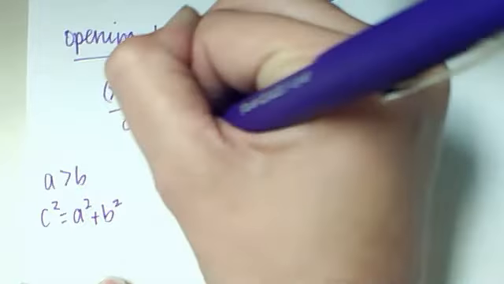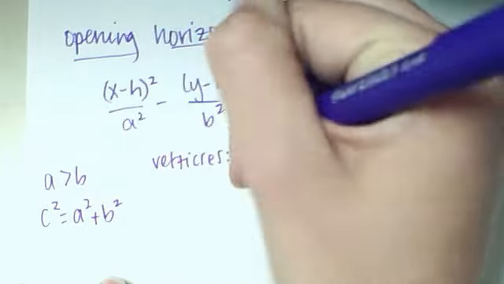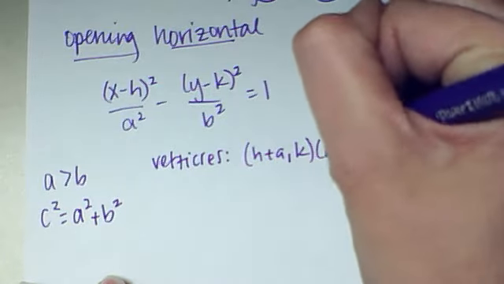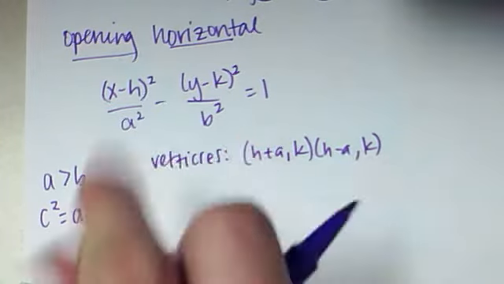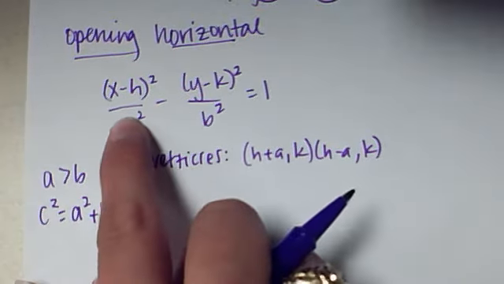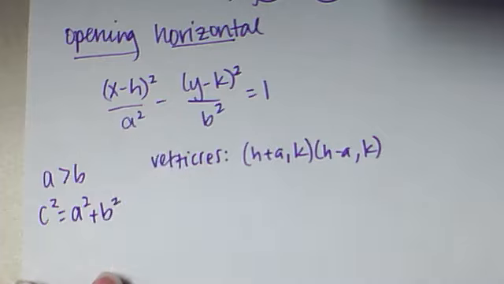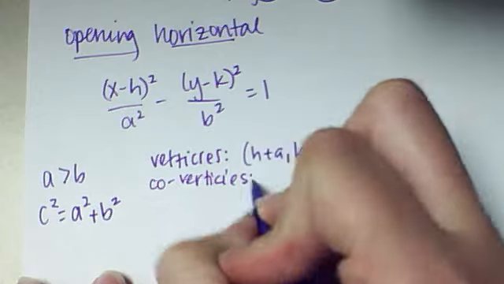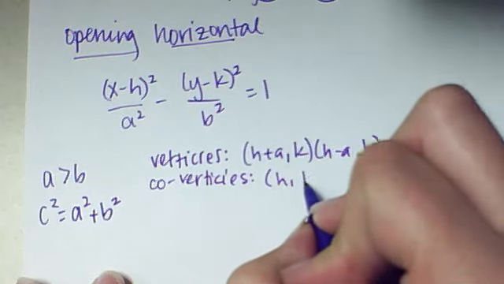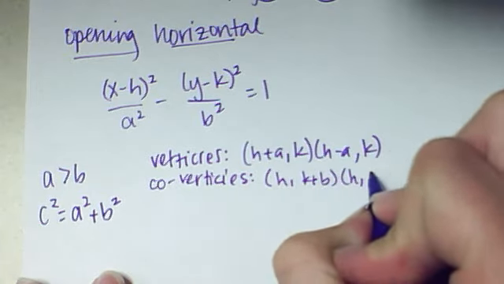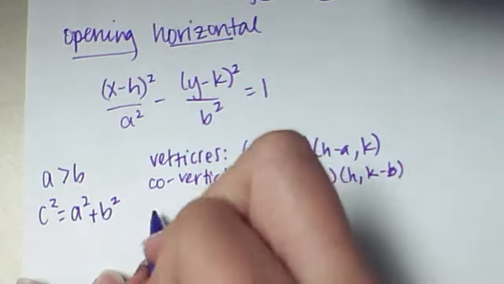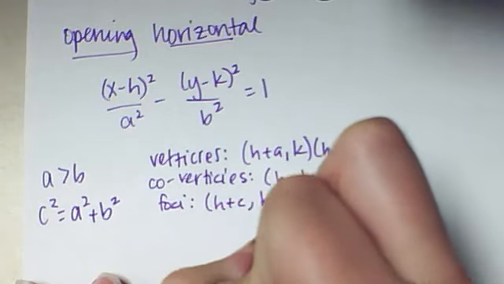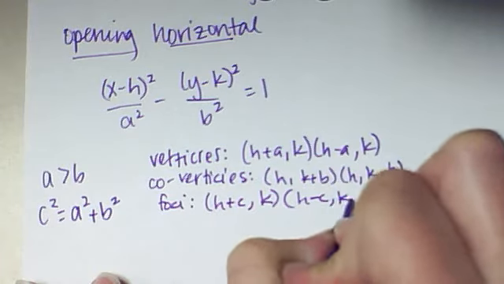To find the vertices, you're going to do h plus a comma k and h minus a comma k. Of course, the h is coming from the center and the a is coming from the larger bottom, which has to be square rooted first. The co-vertices are coming from h comma k plus b and h comma k minus b. And the foci are coming from h plus c comma k and h minus c comma k.